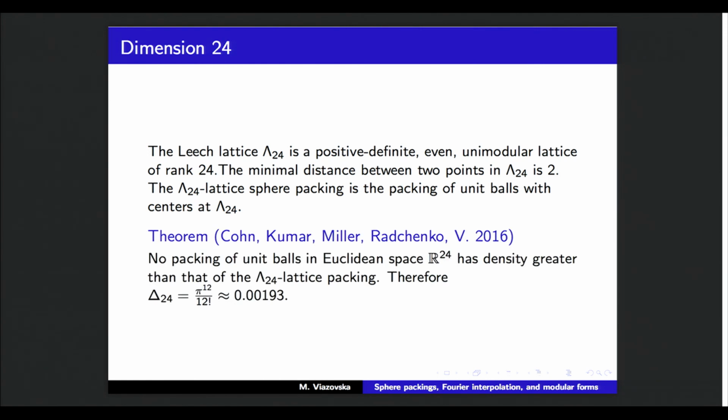This is a theorem which we proved in collaboration with Henry Cohn, Abhinav Kumar, Stephen Miller, and Danylo Radchenko: the greatest possible density of a sphere packing in dimension 24 is the density of the Leech lattice. And it is about this number, which this time is much smaller. Even so, it's still very big for dimension 24.